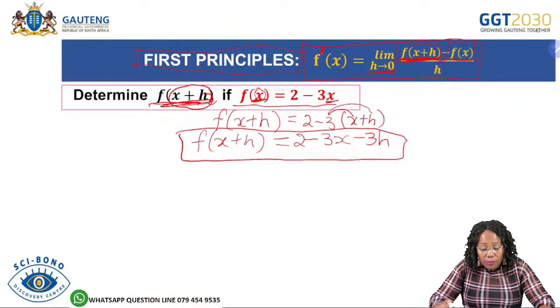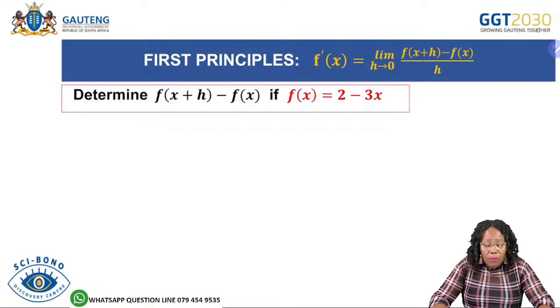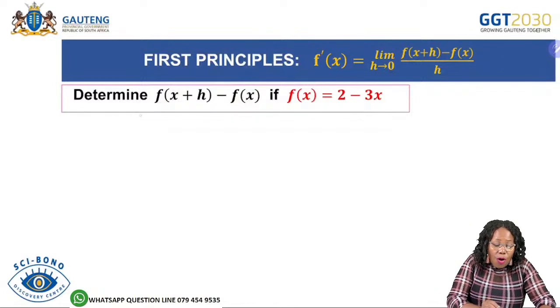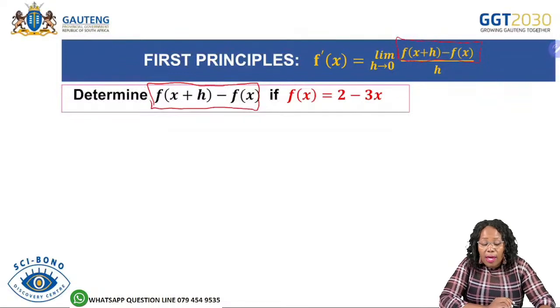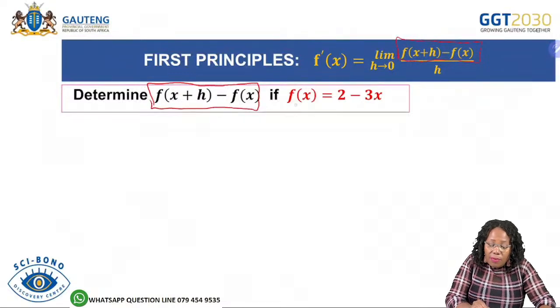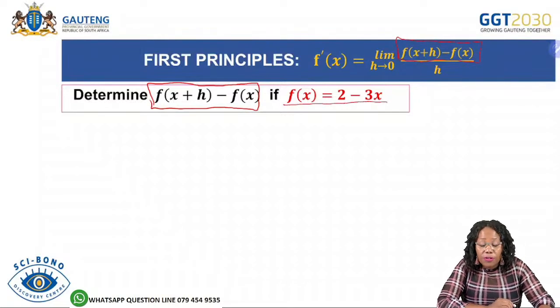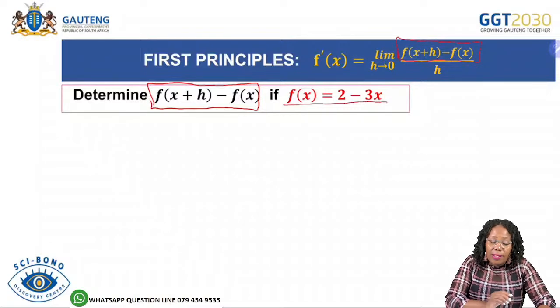Moving on to the next activity. On this one, we need to determine f(x + h) minus f(x). As you can see, that is the top part of your formula there. We are using the same equation f(x) that we were using previously, which is equal to 2 minus 3x.